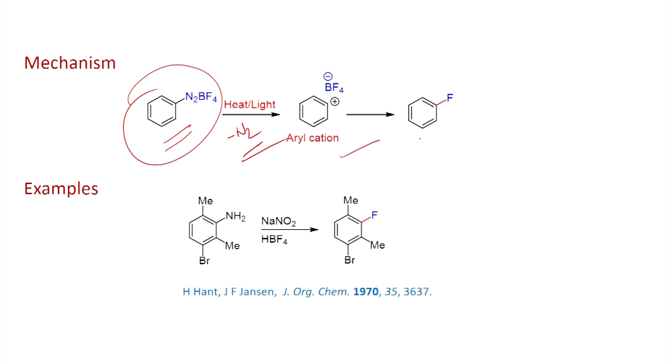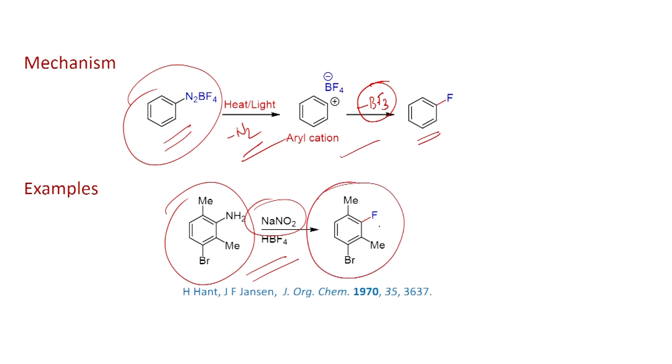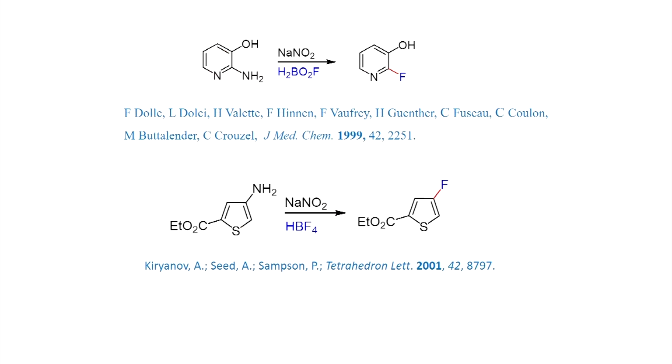This can transfer fluoride ion, so it can undergo reaction. In this way you will lose BF3. Here an example shown for this transformation. When you react this aniline derivative with sodium nitrite, and with tetrafluoroborate, you will be able to introduce fluorine in the place of NH2. First it forms the diazonium salt. When you heat, under these reaction conditions, it can lose nitrogen molecule. You will have this kind of intermediate. It can transfer the fluoride ion. You can get this fluorobenzene as a product. Here another example shown.